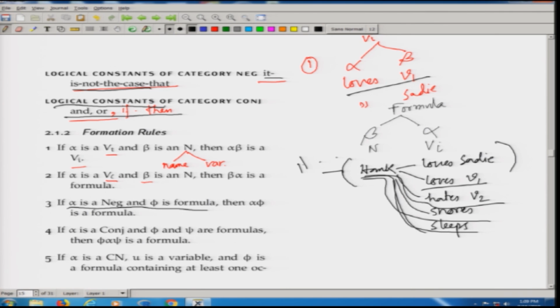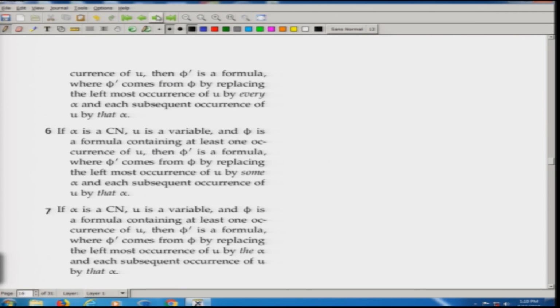Now, very important rules here which we didn't have before. One is this: if alpha is a CN, that is a common noun, and there are three common nouns: man, woman and fish. U is a variable, then phi is a formula containing at least one occurrence of U, then phi prime is the formula where phi prime comes from phi by replacing the leftmost occurrence of U by every alpha, and alpha, remember, alpha is a common noun, and each subsequent occurrence of U by that alpha. What does that mean?